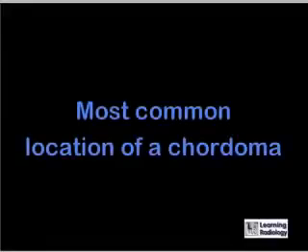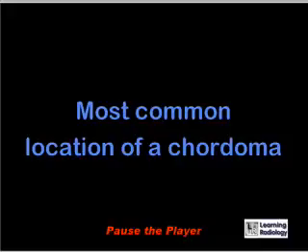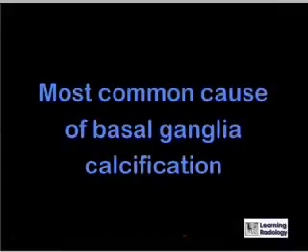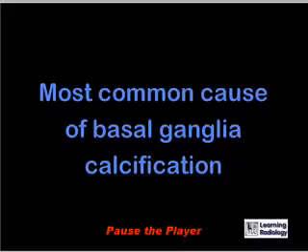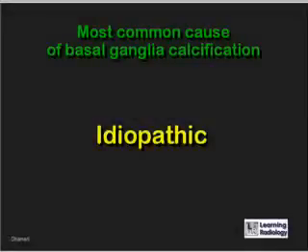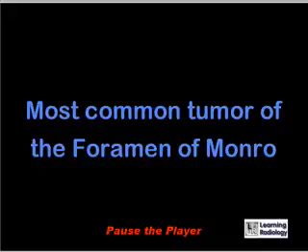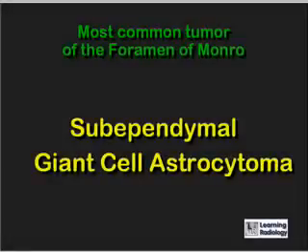What is the most common location of a chordoma? The sacrum. What is the most common cause of basal ganglia calcification? Idiopathic. What is the most common tumor of the foramen of Monro? A subependymal giant cell astrocytoma.